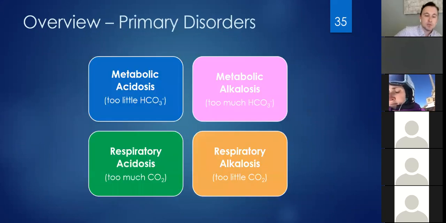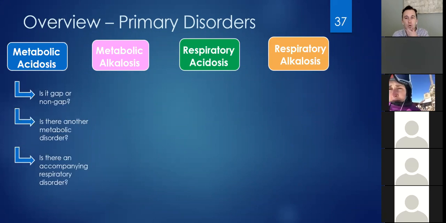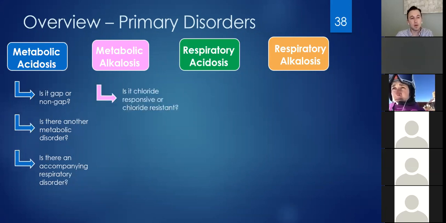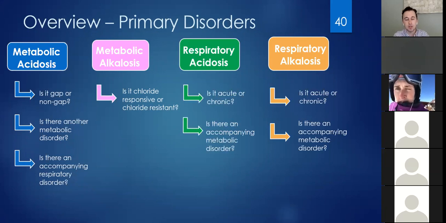When it comes to these 4 disorders, there are questions that you've got to consider for each one. For your metabolic acidosis, the first thing you've got to figure out is, is it GAP or non-GAP? You've got to know, is there another metabolic disorder at the same time, specifically a non-GAP acidosis? And do you have an accompanying respiratory disorder? For metabolic alkalosis, the big question you need to ask is, is it chloride responsive or chloride resistant? And for your respiratory disorders, you're asking the same question: is it an acute issue or a chronic issue?